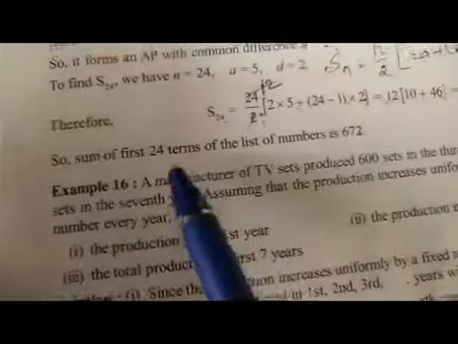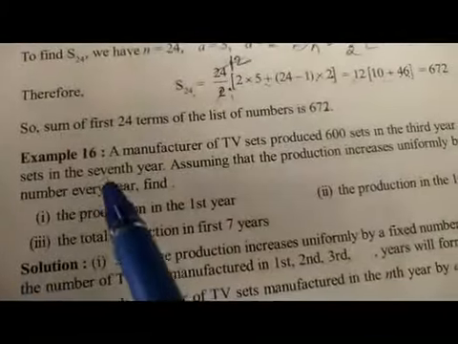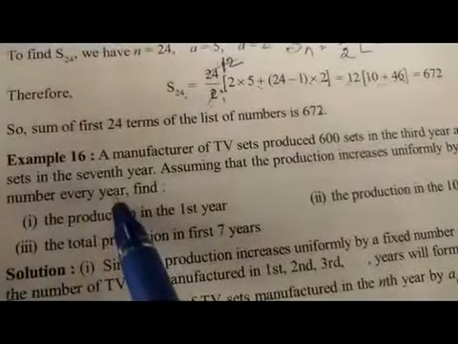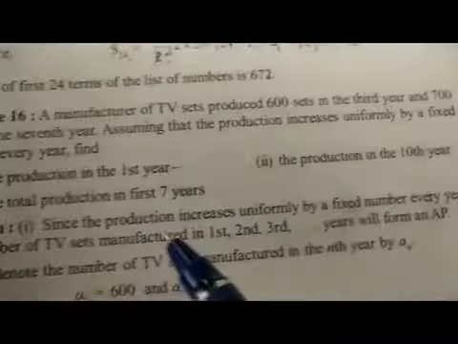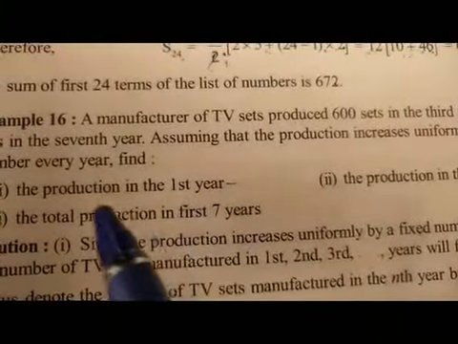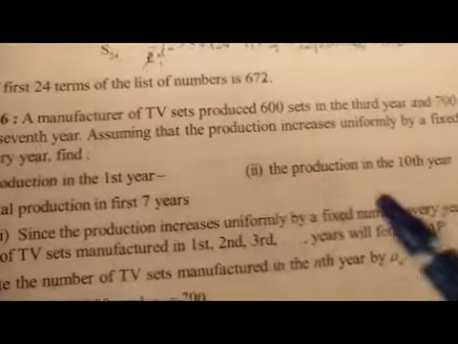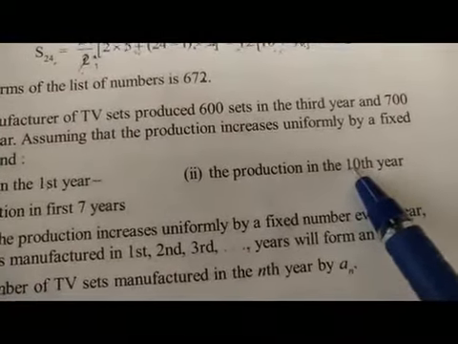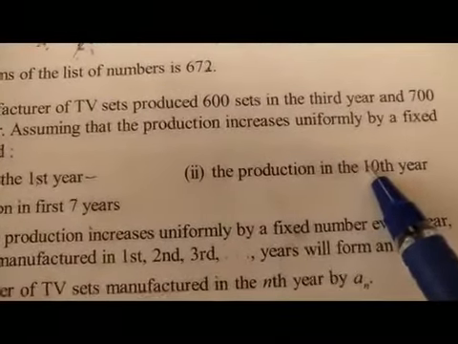Next one: a manufacturer of TV sets produces 600 sets in the third year and 700 sets in the 7th year. Assuming that the production increases uniformly by a fixed number every year, find the production in the first year, the production in the 10th year and the total production in the first 7 years. So you should note down there are 3 questions. Production in the first year means a1, that is a, you should find. Production in the 10th year means the 10th term, a10, you should find using the formula an = a + (n − 1) × d.